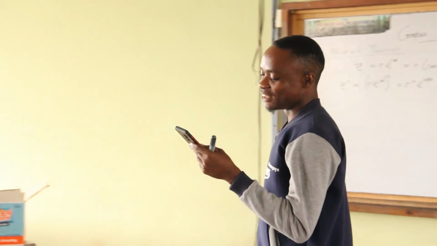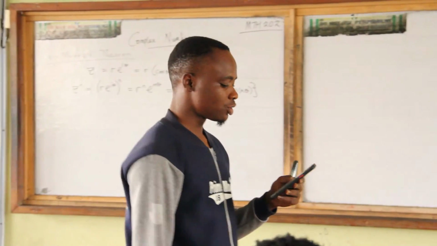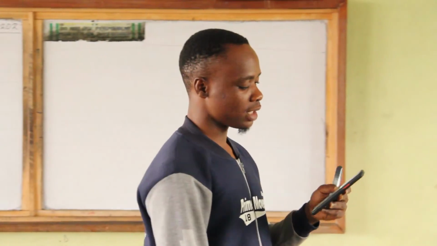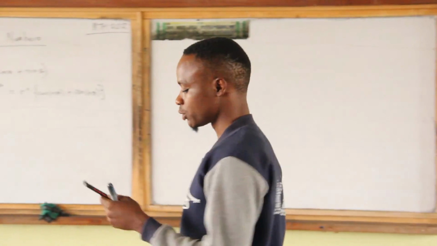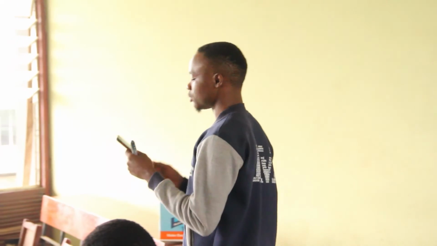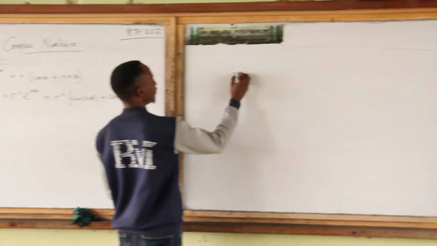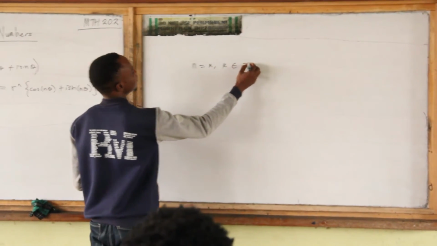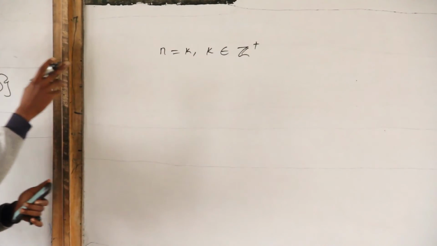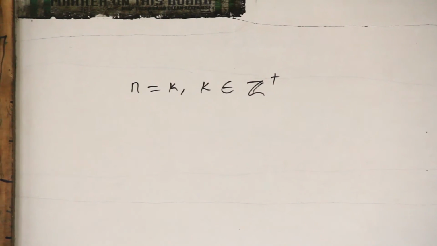Number 1. Show that it is true for n equal to 1. Number 2. Assume it is true for n equal to k, where k is an element of Z plus. Do you understand that? What's Z plus? Positive integers. That is natural numbers. Assume that it is true for n equal to k, k element of Z plus.